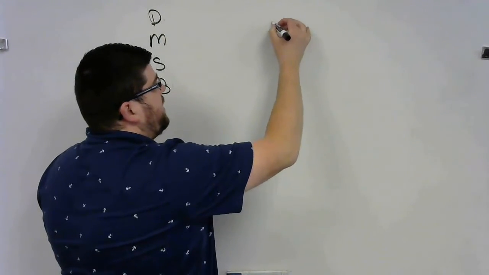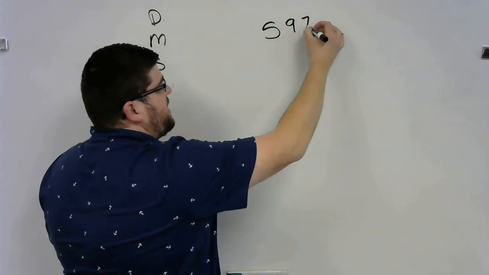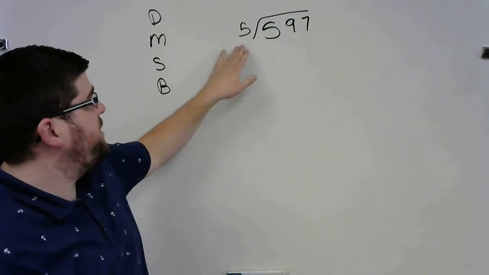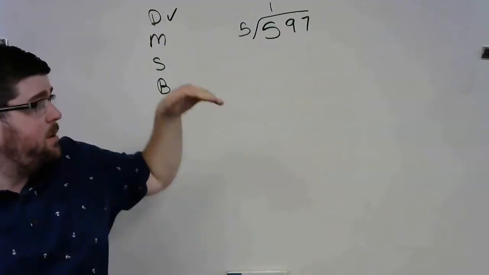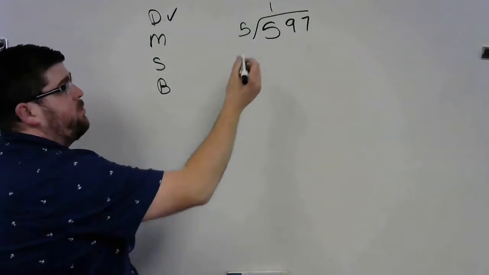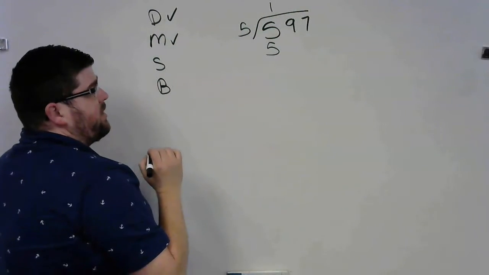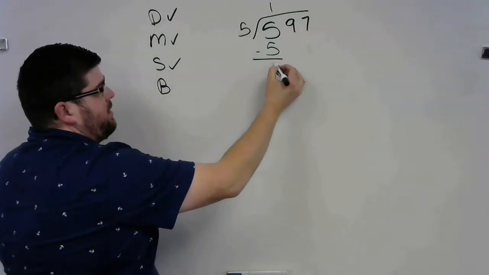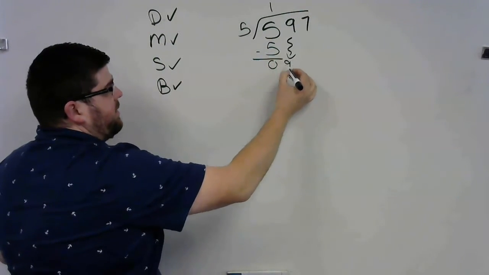Let's do 597 divided by 5. So my first step is 5 goes into 5 one time. That's my divide step. My next step is to multiply. So I'm going to multiply 1 times 5 equals 5. My next step is to subtract. So 5 minus 5 equals 0. And then I need to bring down the 9.